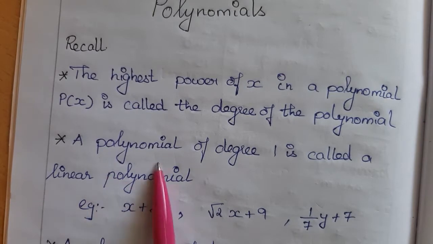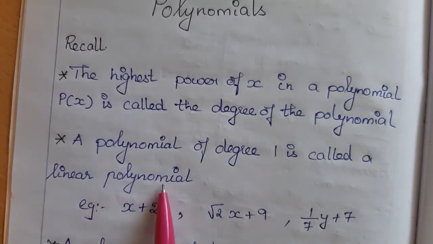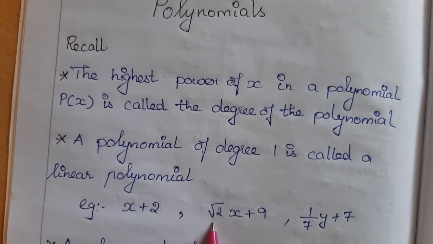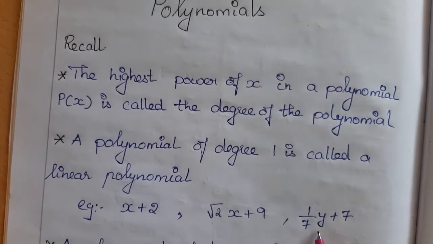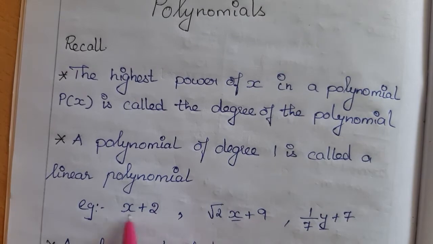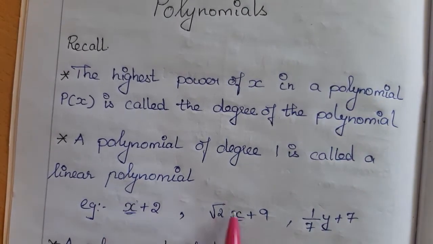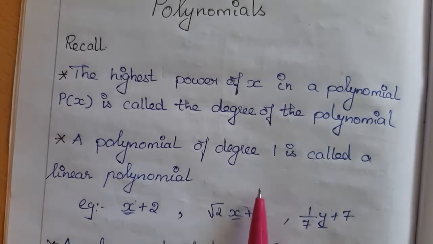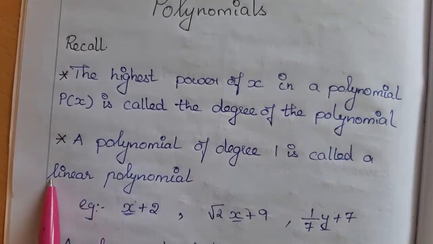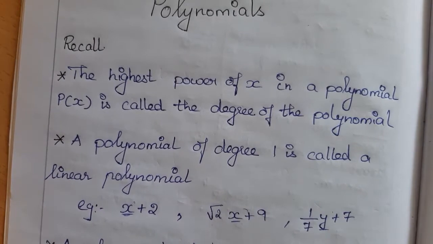First, a polynomial of degree 1 is called a linear polynomial. Examples: x plus 2, square root of 2 x plus 9, 1 by 7 y plus 7. Here you can notice that the degree is 1, right? The power is 1, the exponent is 1. The highest power is 1, so the degree is 1. If the degree is 1, the polynomial is called a linear polynomial.